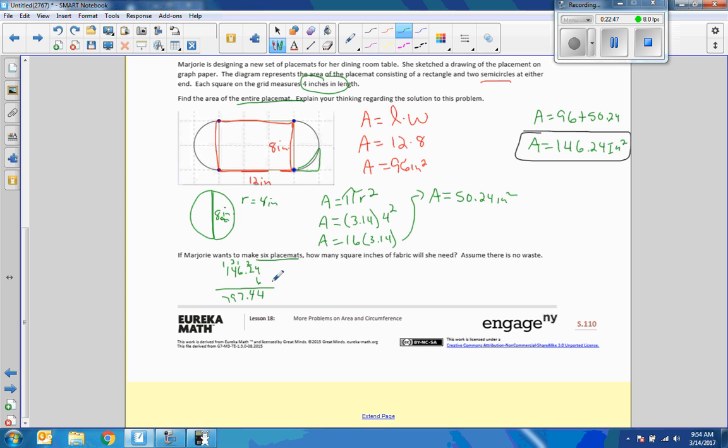And it's 797. Right? 6 times 4 is 24. 6 times 2 is 12, 14, 36, 37. 6 times 4 is 24. 27. I made a mistake there. 6 times 4 is 24, plus 3 is 27, carry a 2. 6 and 2 is 877.44 inches squared. Okay, so there's the answer for 6 placemats, assuming there is no waste on these plans.